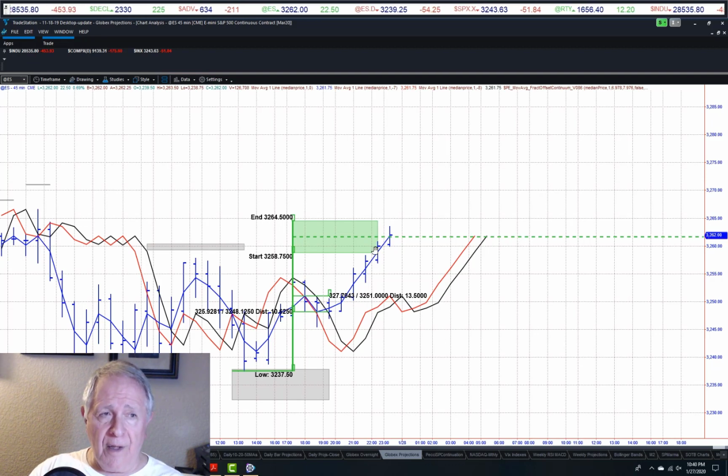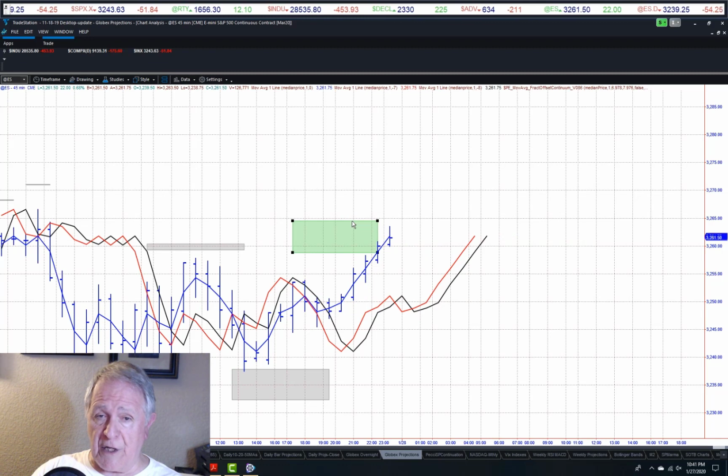So first of all, this is the S&P E-mini contract. And you can see we had this pullback here. This is a pretty good projection right down in here. Came down into the projection window. And now we've got an upside projection. It's showing between 3258.75 and 3264.50. So remember this 3264.50 here. That's the high end of the projection.